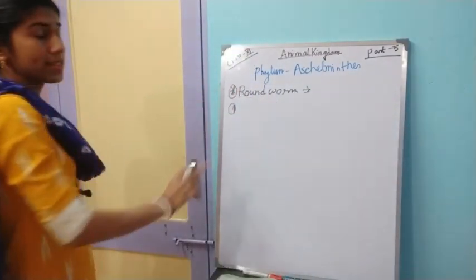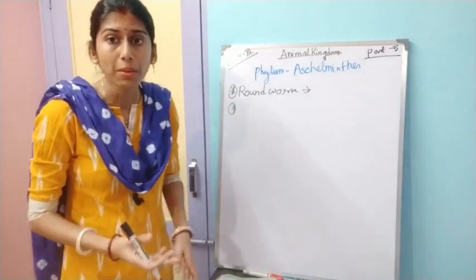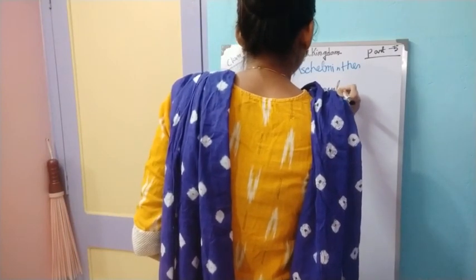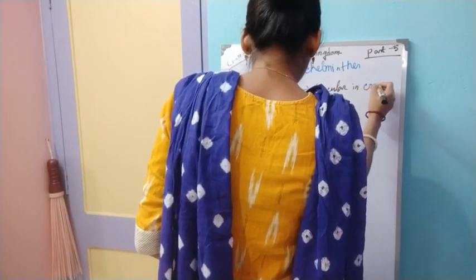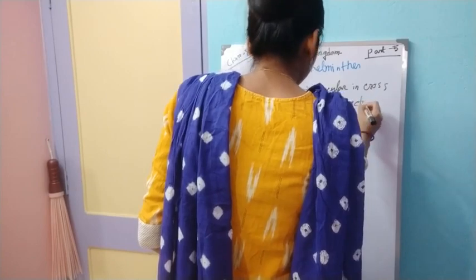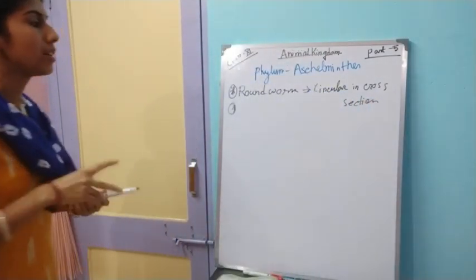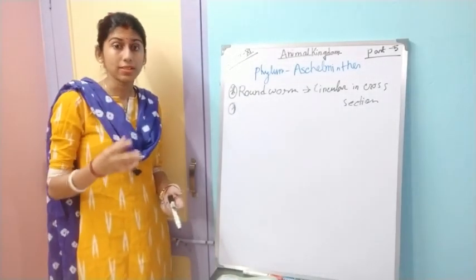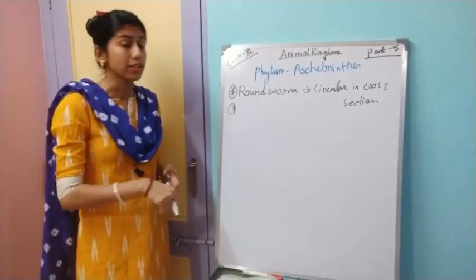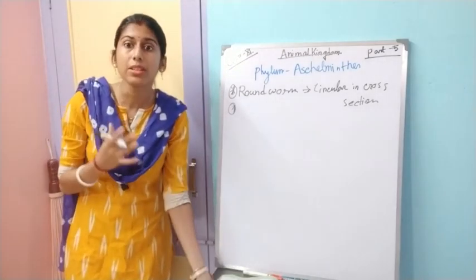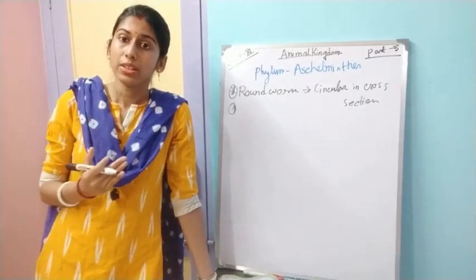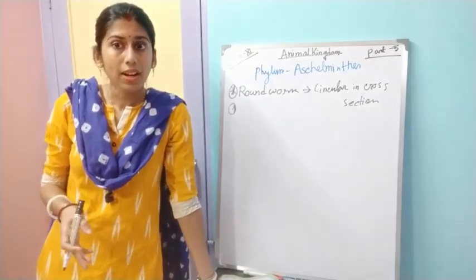And I forgot to mention why they are called roundworm, because they are circular in cross section. If a cross section is done of the body of Aschelminthes, they will be found circular in structure. That's why they are called roundworm. It is important to remember why they are called roundworm, because they are circular in cross section.